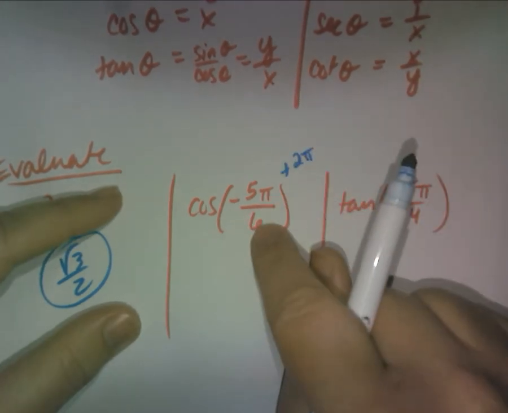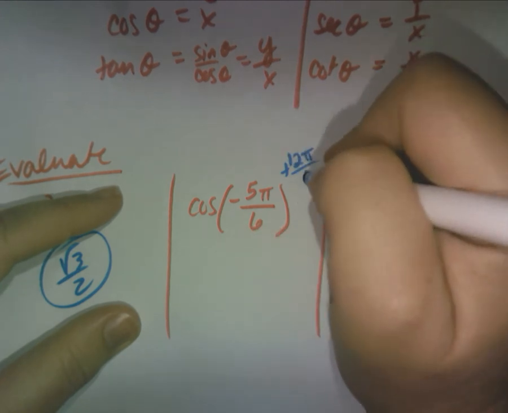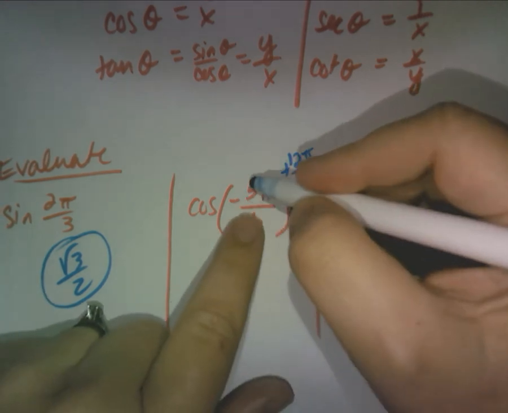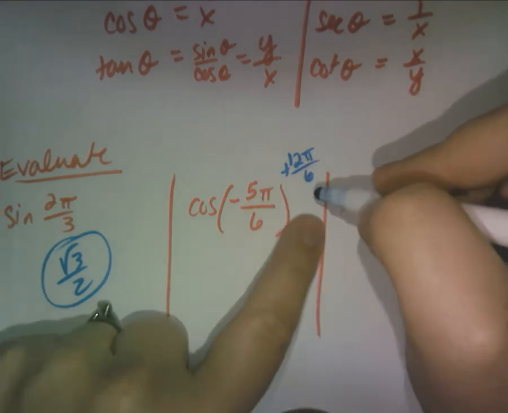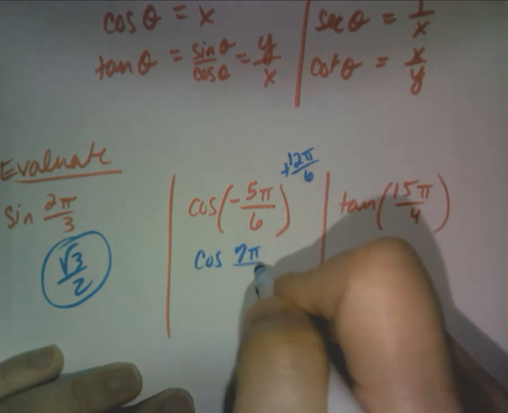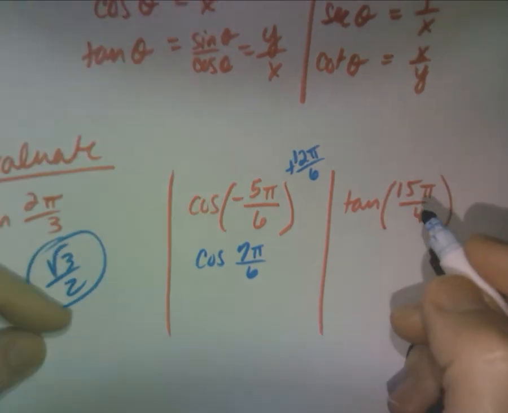2 pi is equivalent to, if it's a denominator of 6, 12 pi over 6. Wouldn't you agree? What's 12 divided by 6? 2 pi. What is negative 5 pi plus 12 pi? So why don't you instead find the cosine of 7 pi over 6? That's on my unit circle. What's the cosine of 7 pi over 6 on my unit circle?